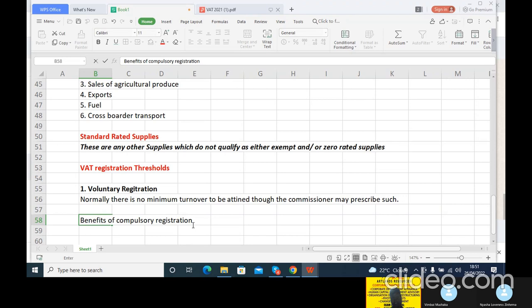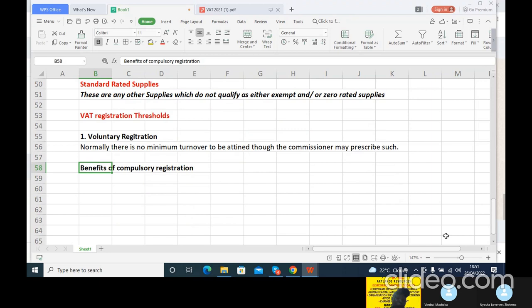When you are just starting a business, you register for VAT even before you reach any minimum thresholds, because for voluntary there is nothing. You benefit quite a lot. First, it creates a cordial relationship with Zimra. Not putting your neck on the line. If you register for VAT voluntarily, it is good even in the way you are perceived by Zimra when they inspect your documents. You mitigate such mistrust between yourself and Zimra officials.